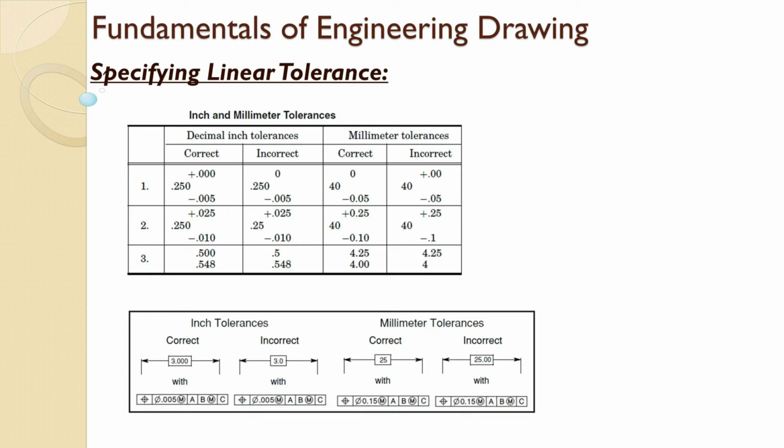Whereas in millimeter tolerances, length basic dimension 25 has been specified with geometric tolerance position dia 0.15. Here 0 is specified because while specifying millimeter dimension, if the value is less than 1 mm, 0 is placed at the prefix. Here the basic dimension 25 need not match the geometric tolerance decimal places.